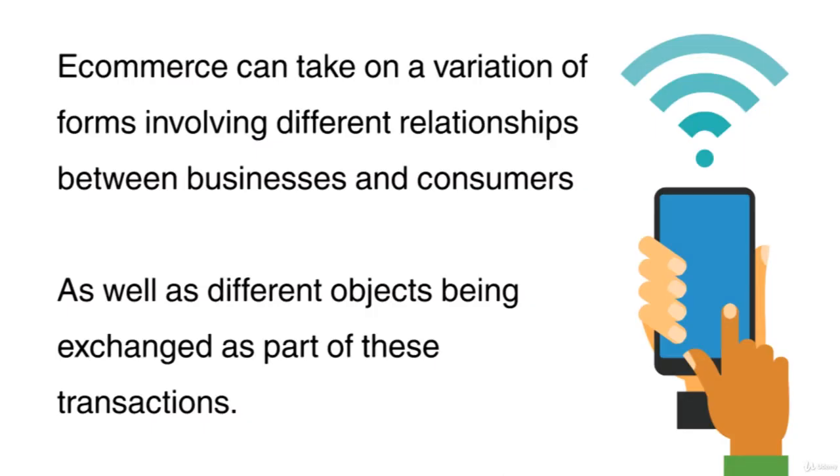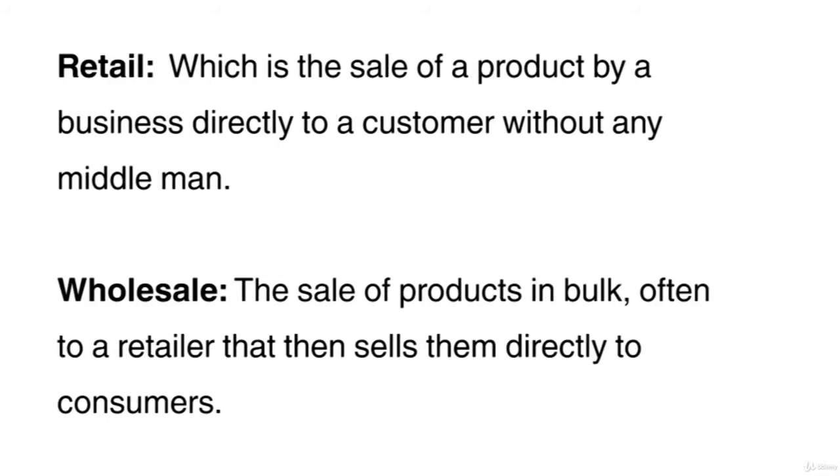E-commerce can take on a variety of forms involving different relationships between businesses and consumers, as well as different objects being exchanged as part of these transactions. For example, retail, which is the sale of a product by a business directly to a customer without any middleman. Wholesale, the sale of products in bulk, often to a retailer that then sells them directly to consumers.